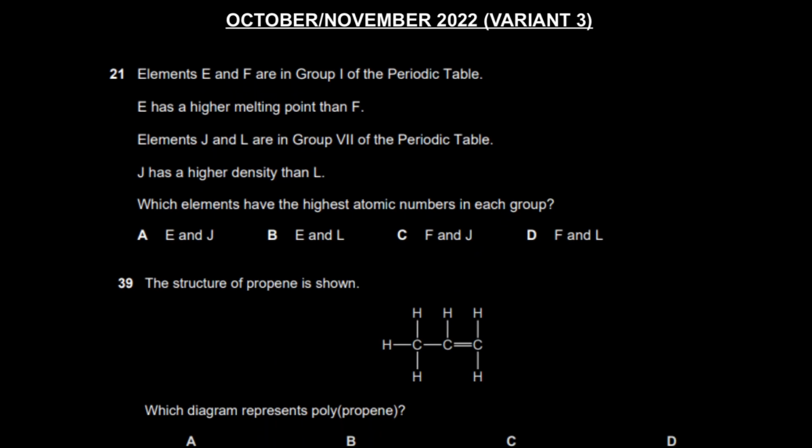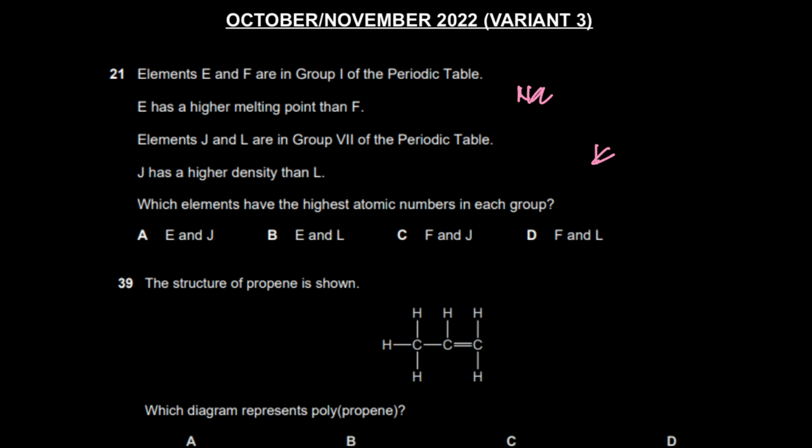Now, 21 says element E and F are in group 1 of the periodic table, so they both should have 1 electron in their valence shell. E has a higher melting point than F, so E should have a stronger metallic bond, and a stronger metallic bond would mean that it is above F in the reactivity series, because you need to understand how things work. So let's suppose that's sodium, and let's suppose you have potassium.